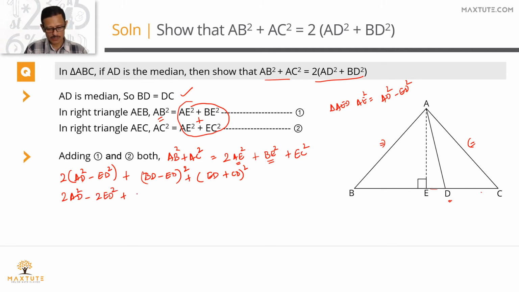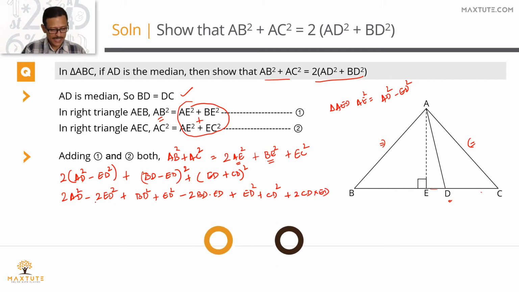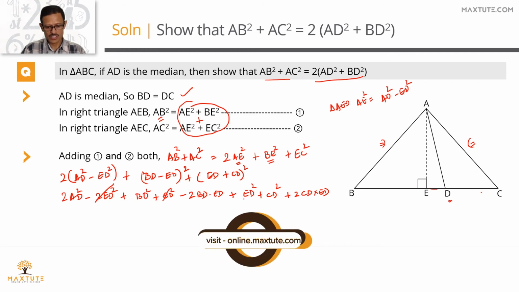Let's expand this. We'll have BD square, A square plus B square minus 2AB, plus ED square minus 2 times of BD into ED. This expression, let's expand it. This is going to be equal to another ED square plus CD square plus 2 times of CD into ED. That's what we have. We have 2 ED square here. There is an ED square positive here, ED square positive here.